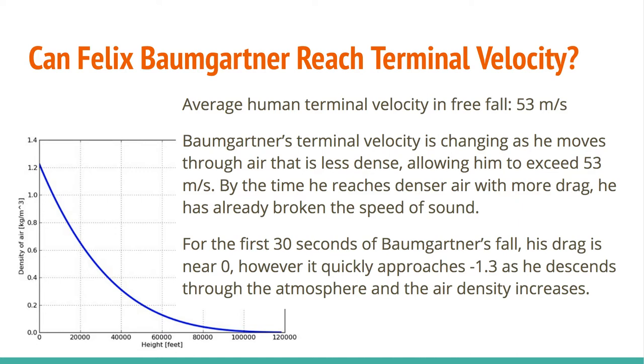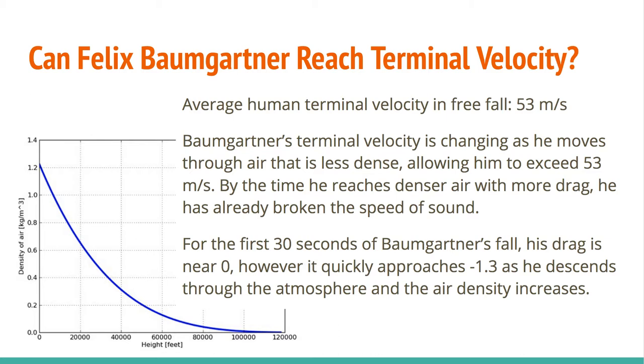Under normal circumstances, reaching terminal velocity means one's speed subsequently stays constant, but that's only true when external forces remain constant. In the case of Felix Baumgartner, I want to know if it was possible for him to reach terminal velocity. The average human terminal velocity in freefall is 53 meters per second.